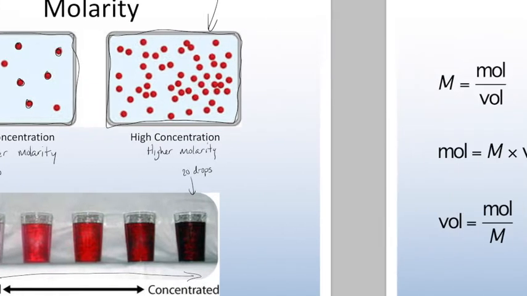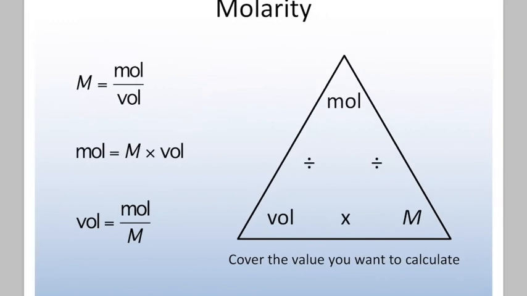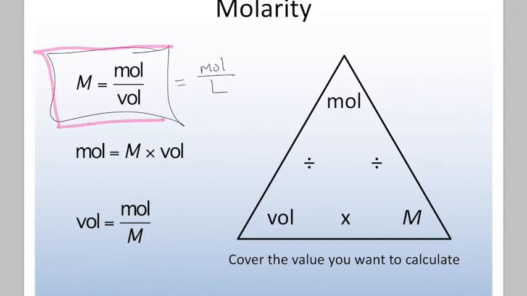Now, how do we actually calculate this? Again, this is what I want you to think: you're going to write big M equals moles per volume, and we can get even more specific than that. It's moles per liter. That's what the big M molarity stands for. You can also jump back and forth between these two quantities. We're really going to focus on this today.